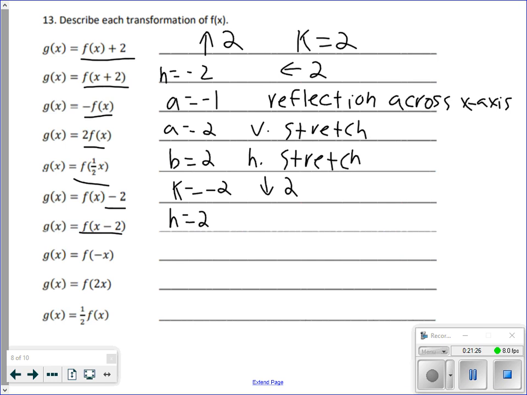Remember, it's x minus h. So x minus h means your h is going to be 2. So we go to the right by 2. F of negative x, that's b equals negative 1. Remember, b's give you everything horizontal, stretches or compressions. So when b is negative, that's giving you your horizontal reflection. So it's a reflection across the y-axis.